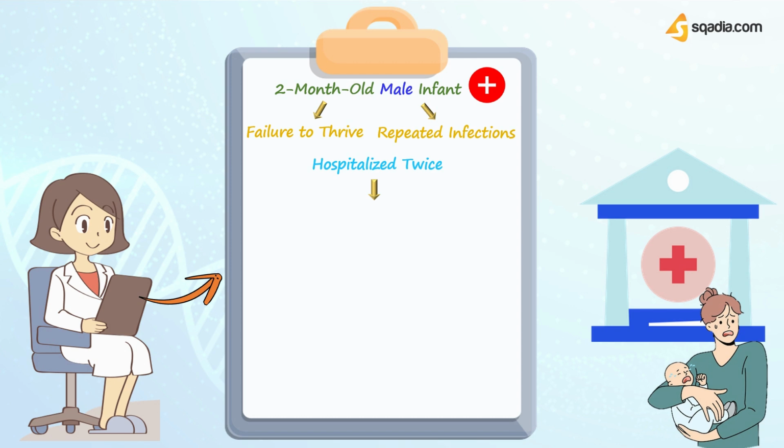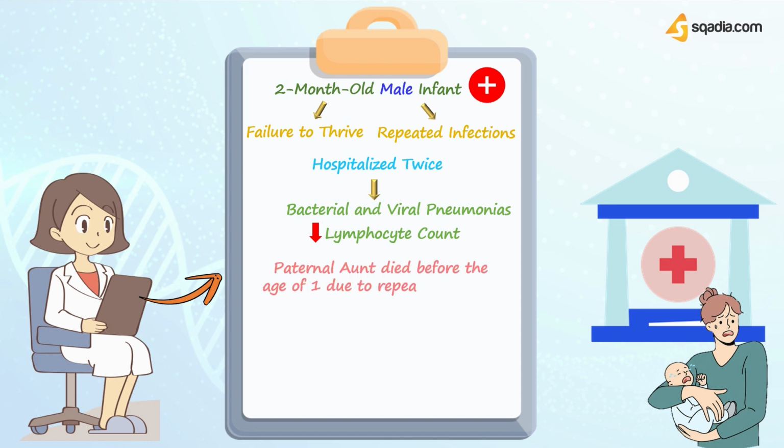and repeated infections. Over the last month, the child was admitted to the hospital twice for the treatment of bacterial and viral pneumonias. While hospitalized, the child was found to have a significantly decreased lymphocyte count. The child's older brother and older sister are in good health. However, a paternal aunt died before the age of 1 as a result of repeated illnesses.